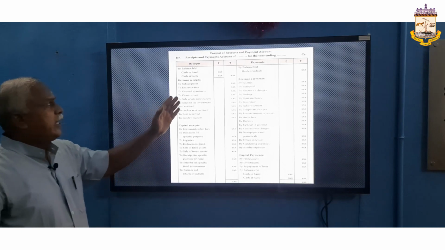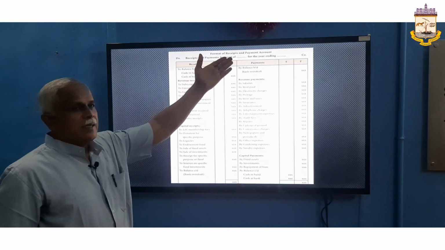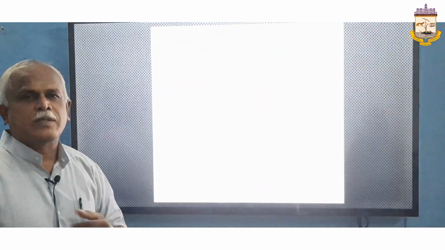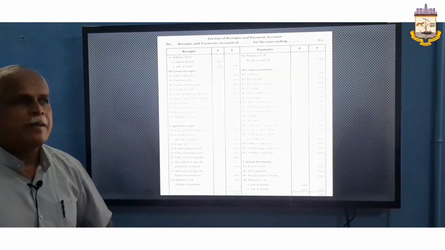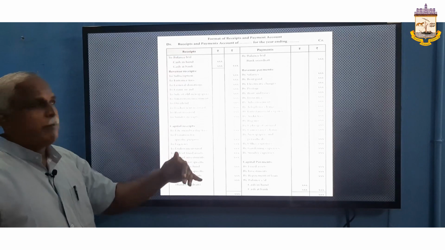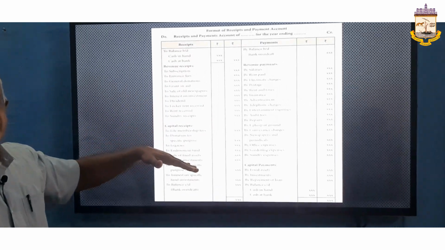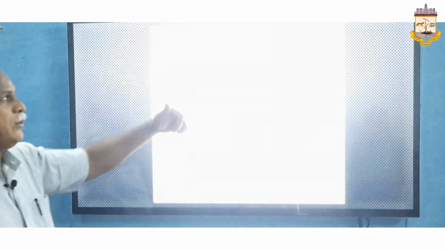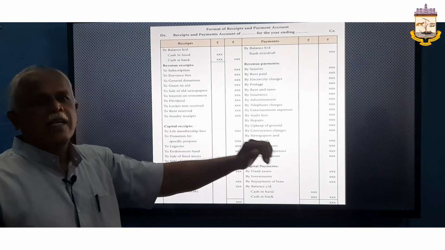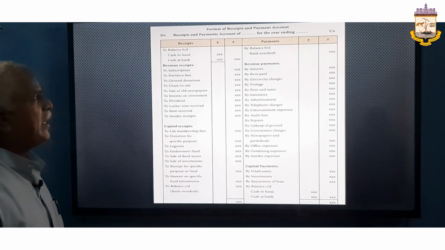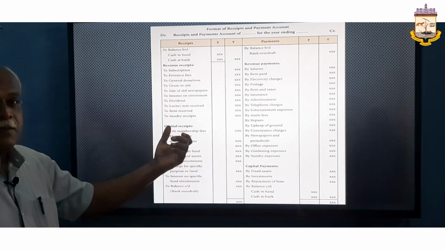The receipt and payment account is shown like a cash book, like your two-column cash book, that is cash and bank columns. We prepare it the same way: receipts are recorded on the debit side of the receipt and payment account, and the payments are shown on the credit side. Let us see what receipts are shown.